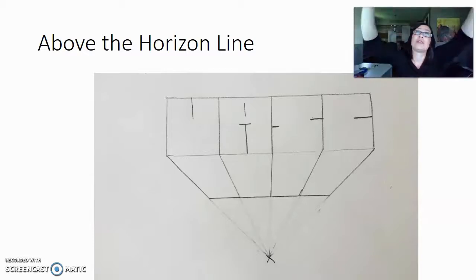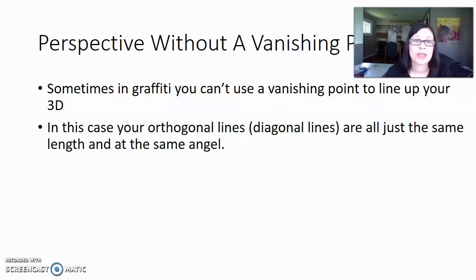So it looks like it's up high on a wall, and you're looking up at it so you can see the bottom of it. Now, you can do 3D without having a vanishing point. And this is sometimes what works for blockbusters, because when you're painting a blockbuster, you're not able to take a ruler and make a vanishing point. If you're doing it on paper, you totally could make it above or below the horizon line. You can use vanishing points.